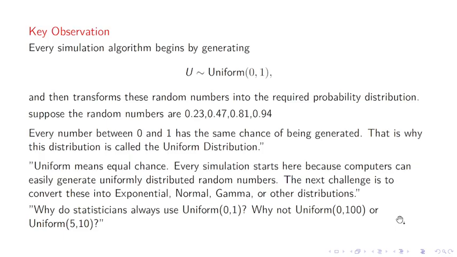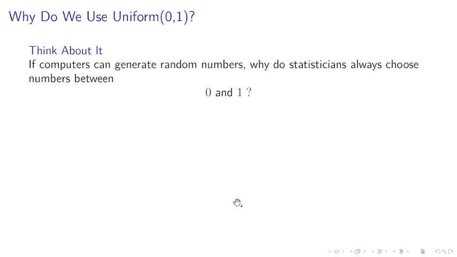Why do statisticians always use uniform 0 to 1? Why not uniform 0 to 100 or between 5 to 10? If a computer can generate random numbers, why do statisticians always choose numbers between 0 and 1? The reason is that probability is always measured on the scale 0 to 1.